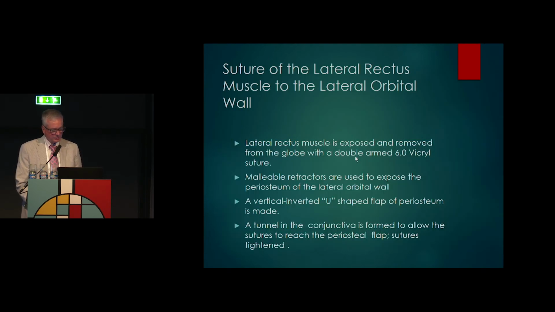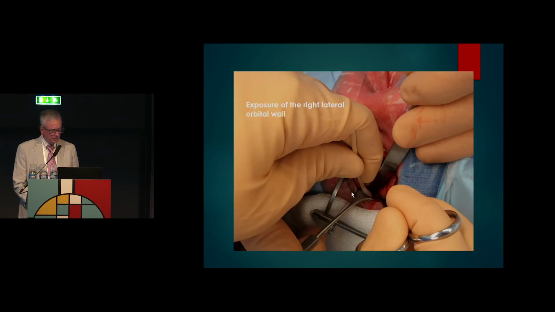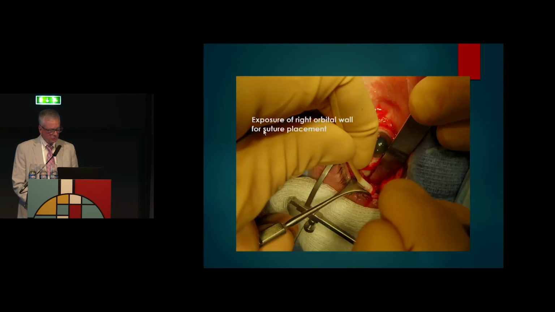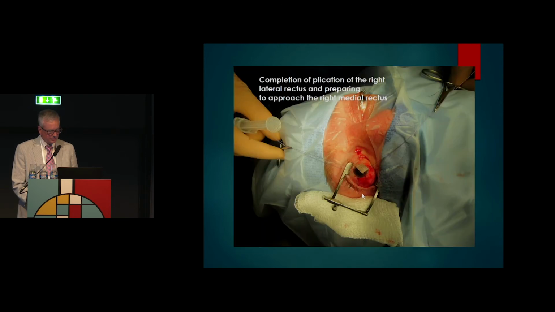In his case, we took the lateral muscle, exposed it, removed it from the globe, and placed a double-arm 6-0 Vicryl suture, similar to the previous case. Then we took malleable retractors, exposed the periosteum of the lateral wall, and tied the sutures. Then we went to the medial side. This is the lateral wall, exposing the right orbital wall for suture placement.